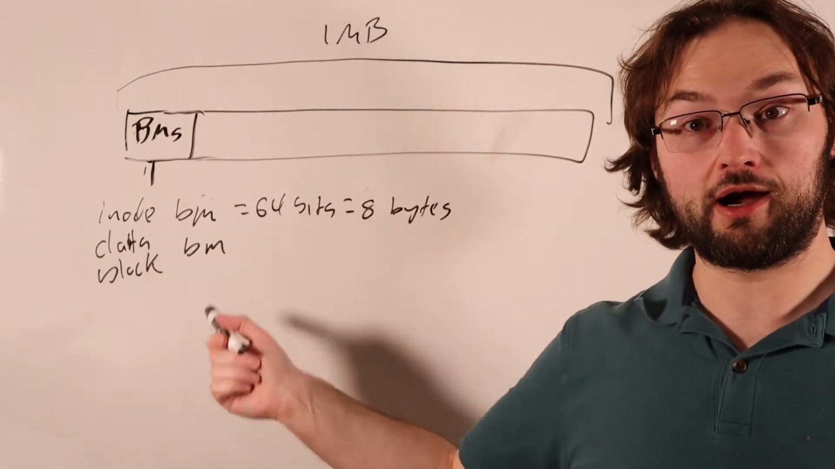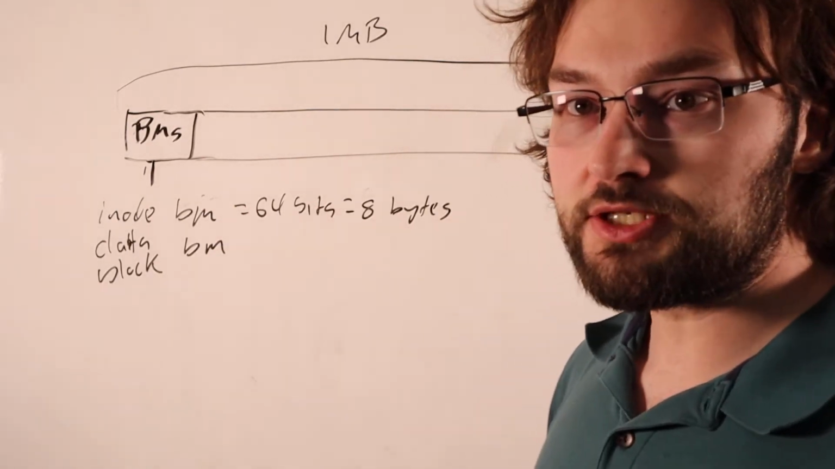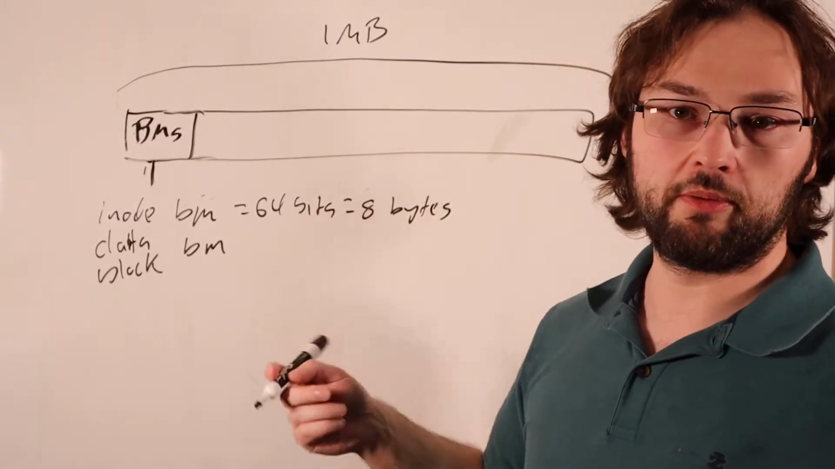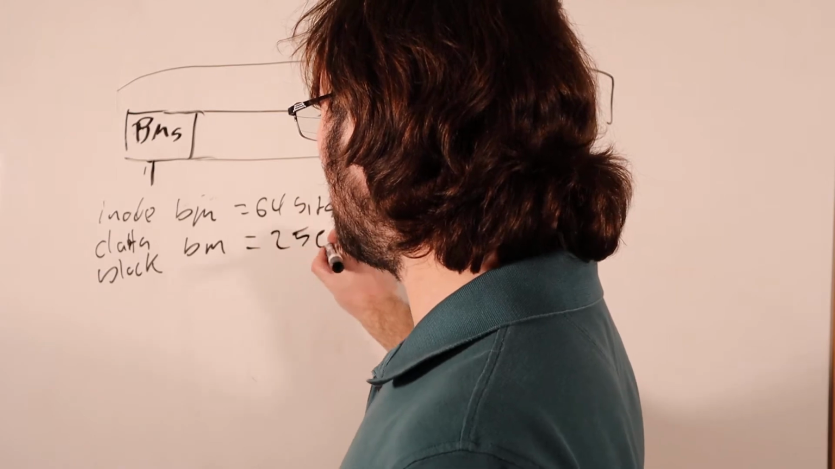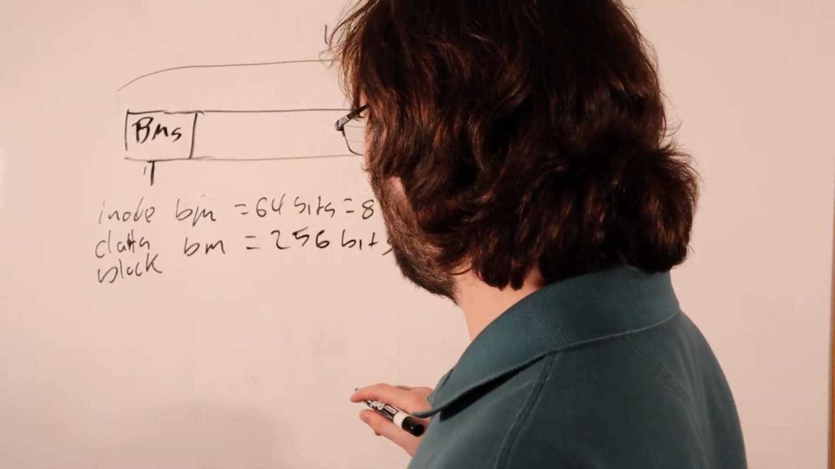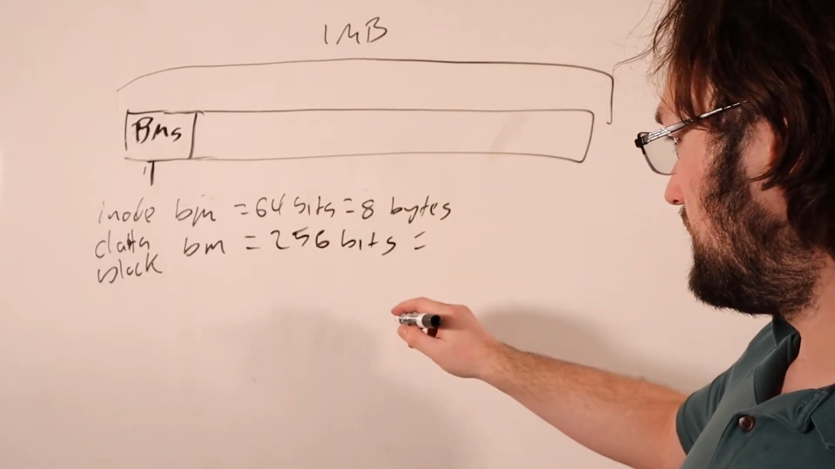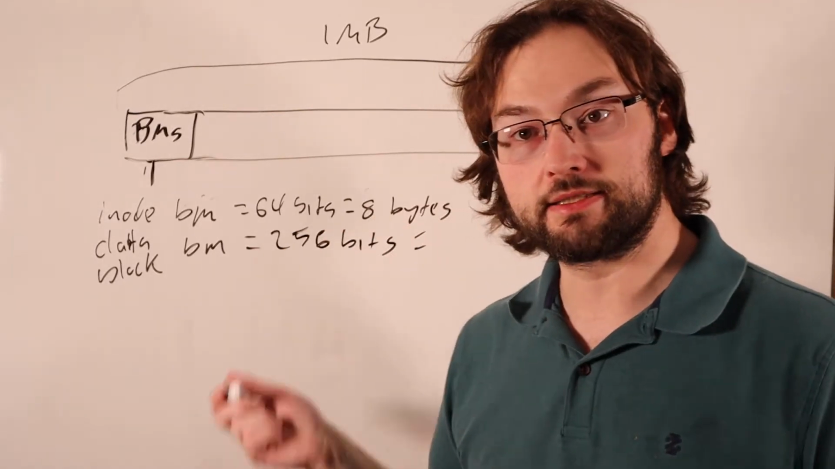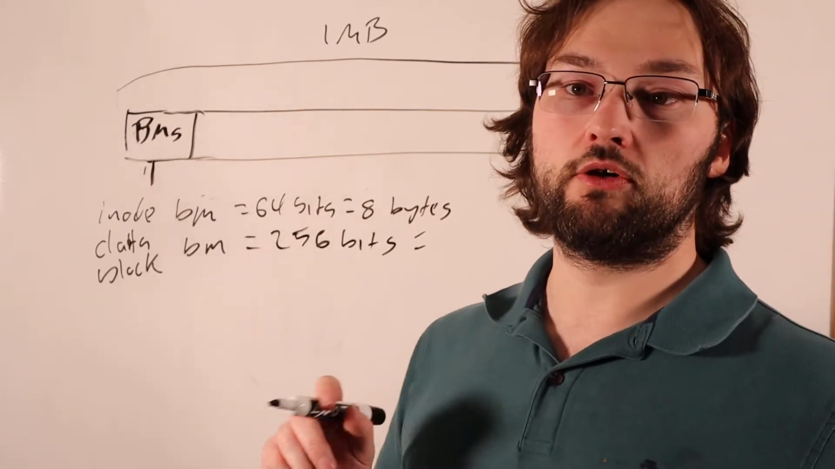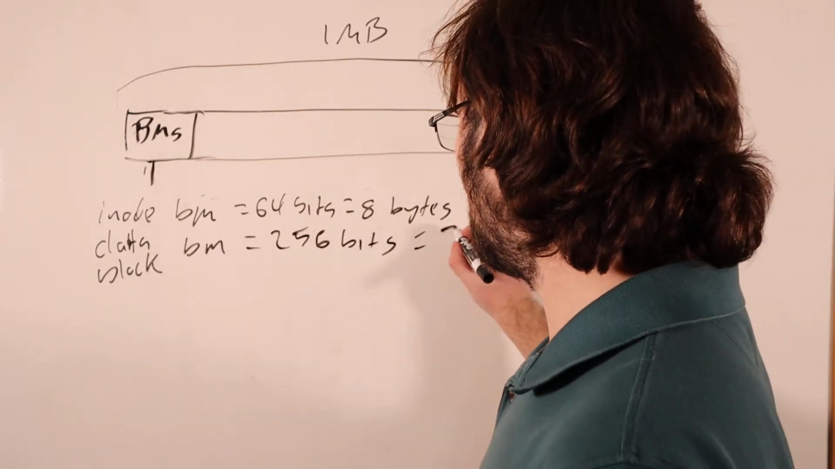a block for both our inode bitmap and our data bitmap, especially since even if we just ignore this inode bitmap and metadata blocks entirely for a second, this is no more than 256 bits. And if we do some arithmetic here by staring at the 64 as 8, then 128 is going to be 16, so 256 is going to be 32.